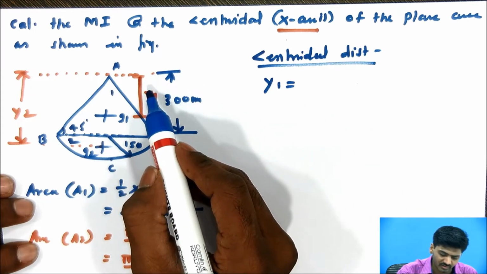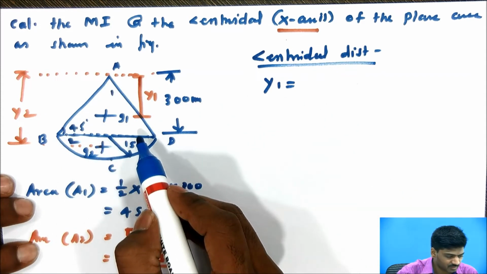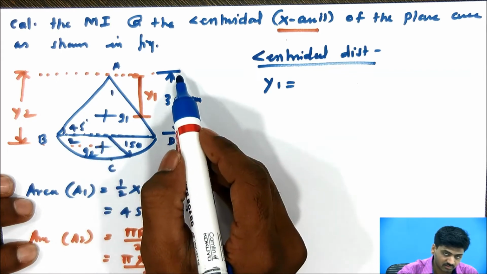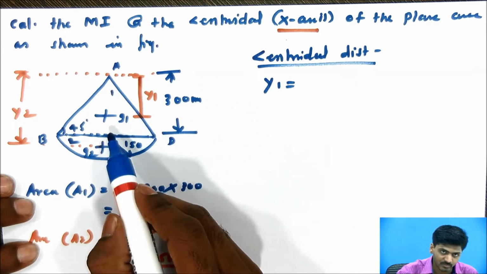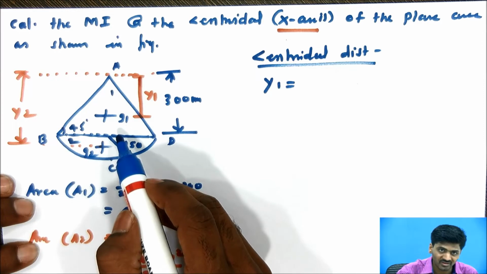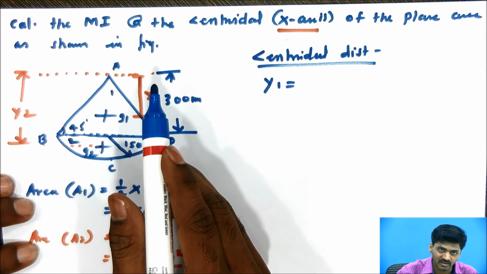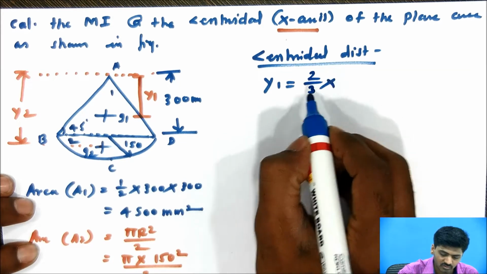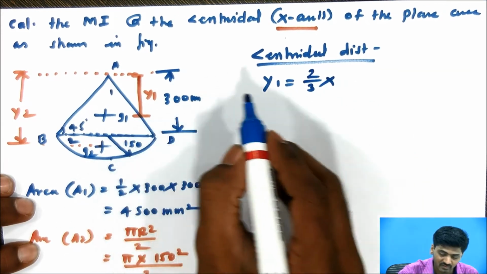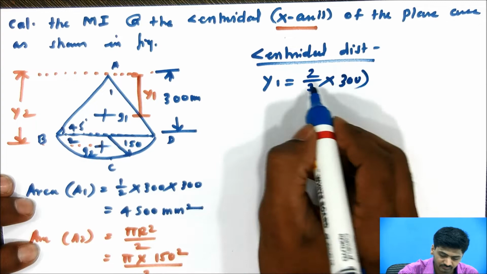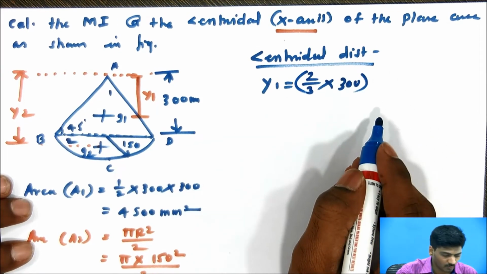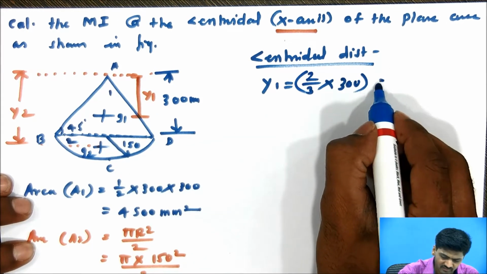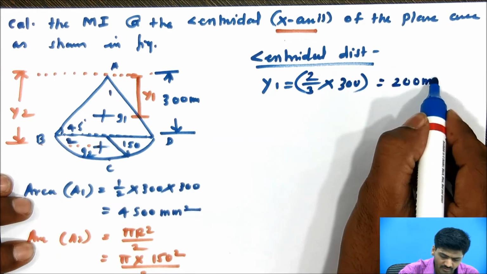Now you may observe here, this is the triangle, and for this particular triangle you may consider base and toe. From base always the distance is 1/3 of the span, from toe the distance is 2/3 of the span. 2/3 of the span, now vertical 300, you will get 200 mm.